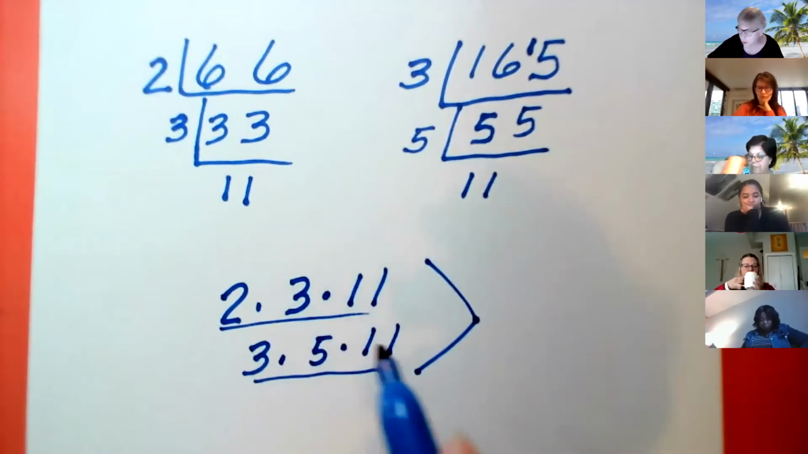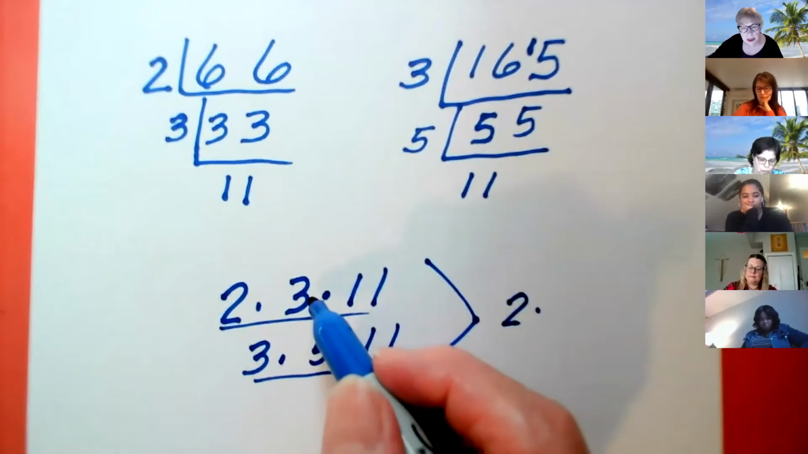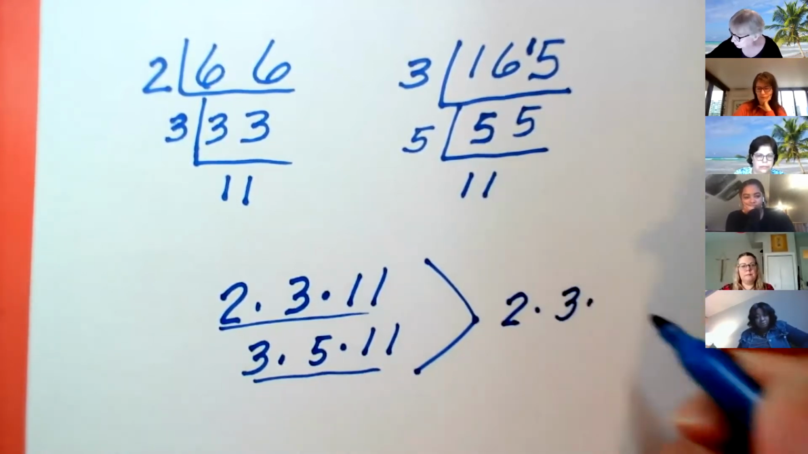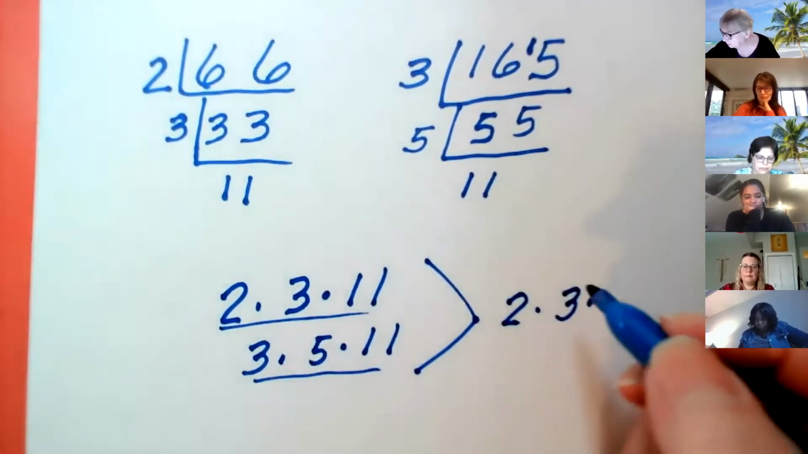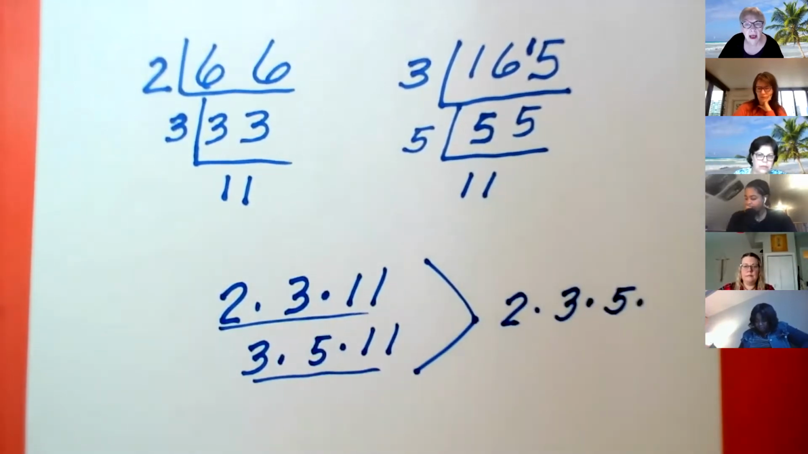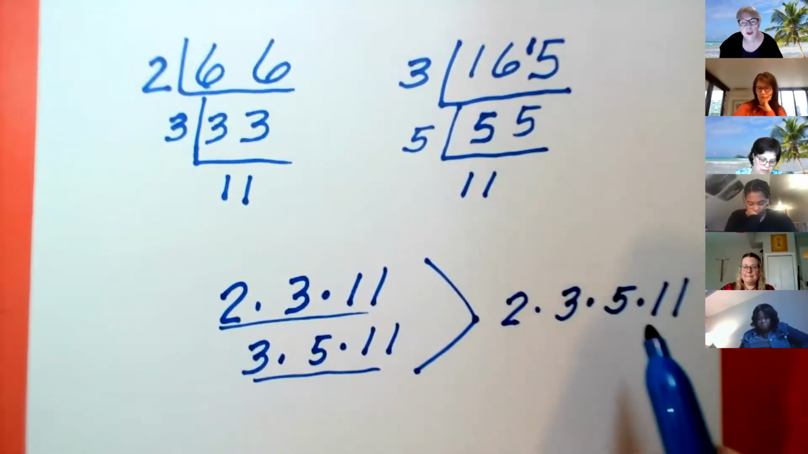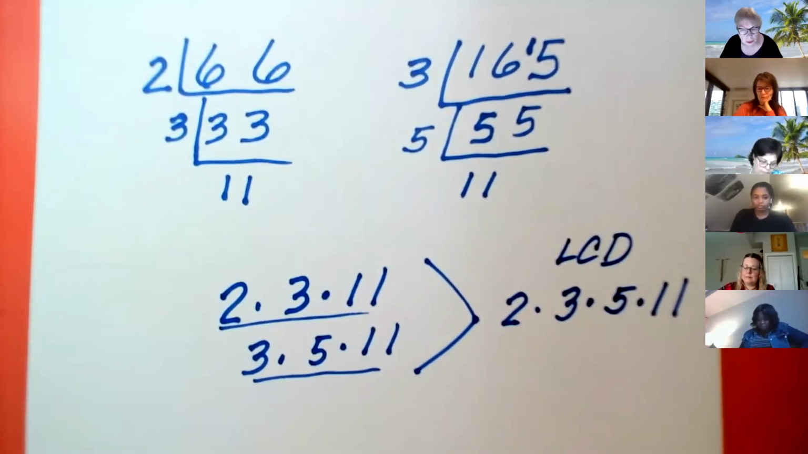So I see a single 2, so I'm going to have one 2. There's a 3 here and a 3 here. I don't have any more than 1, so I only need 1. This one has a 5. I've got to take it. And each of them has an 11, and that means I only need 1. So believe it or not, this mess is the lowest common denominator, or the least common multiple.